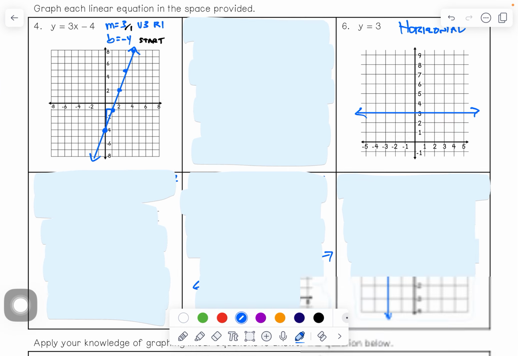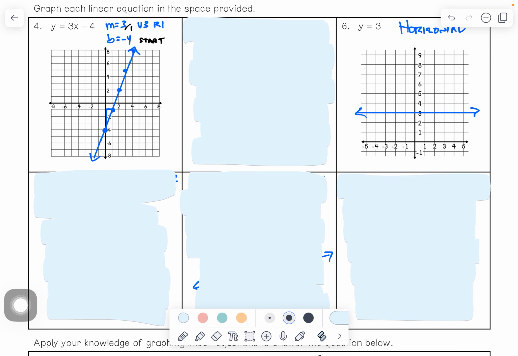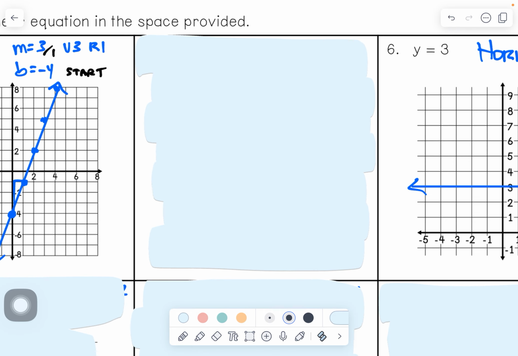All right, so you have 4 more graphs there to go ahead and check out. So I'd like you to push pause, try those on your own, and then come on back and see how you did. All right, here we go. Let's take a look at number 5.